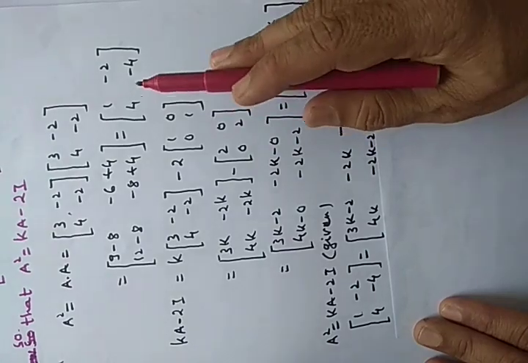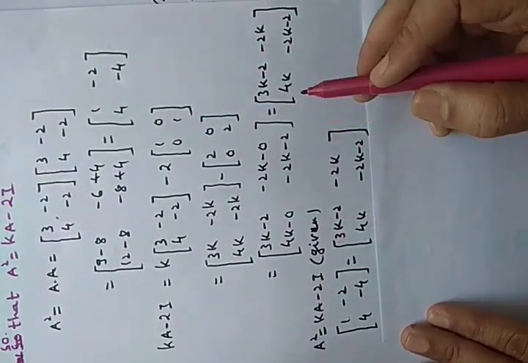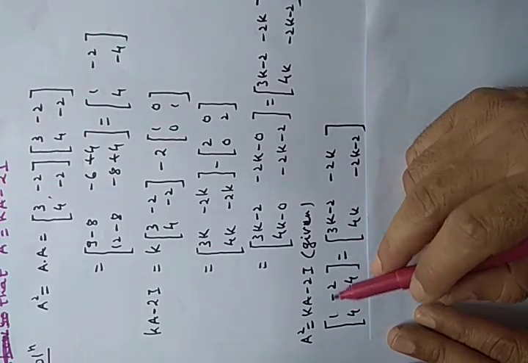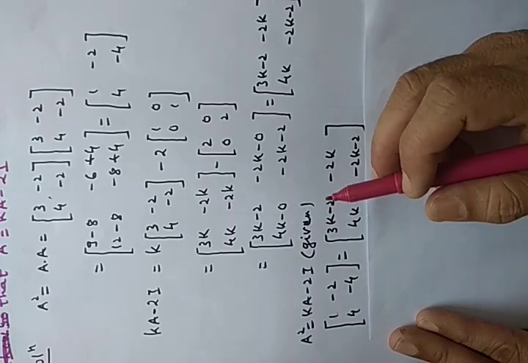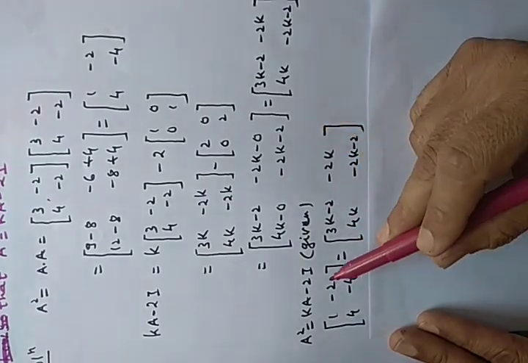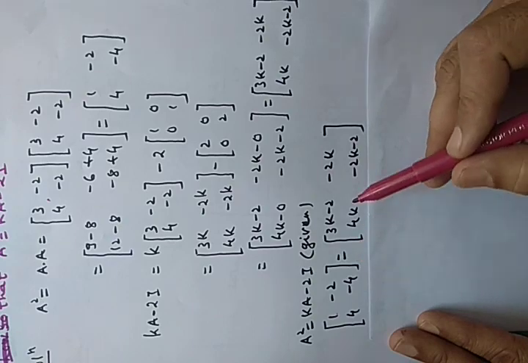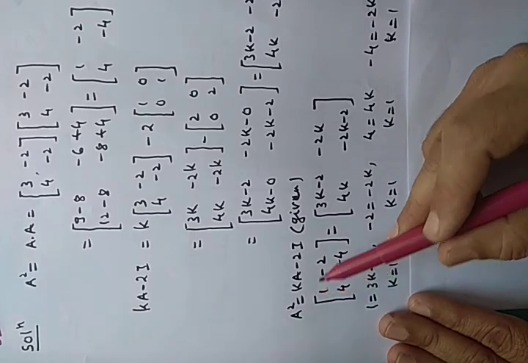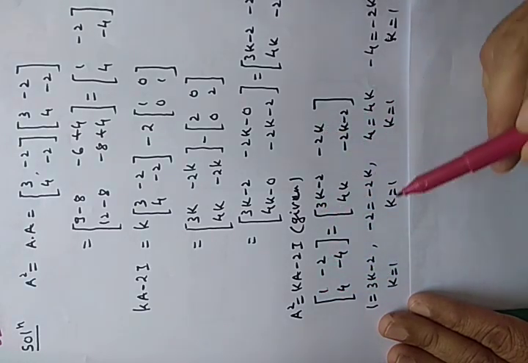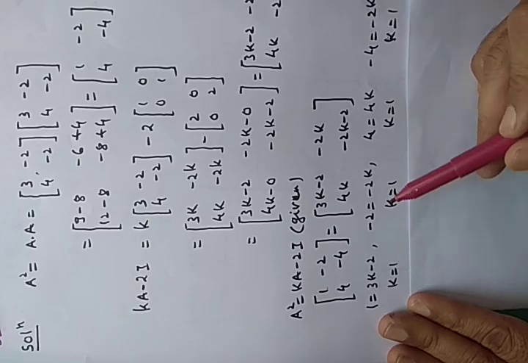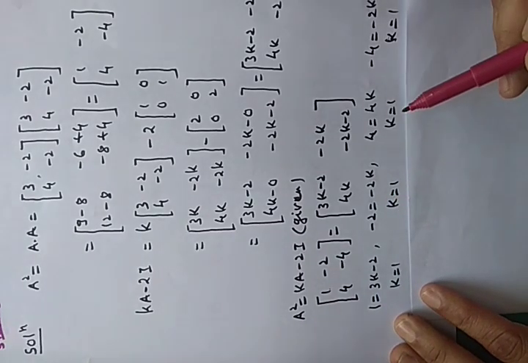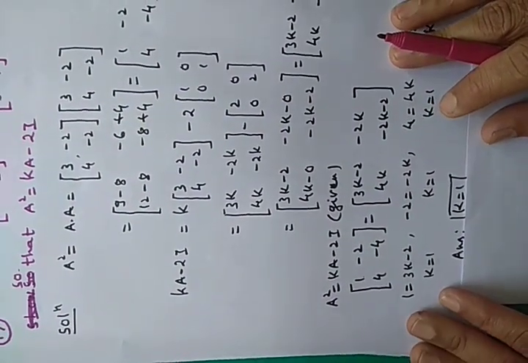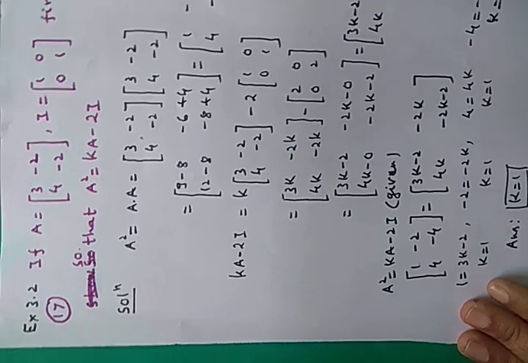Okay, this is A square, 1 minus 2, 4 minus 4, and Ka minus 2i. You have to equate these two matrices. So when we equate two matrices, then their corresponding elements are equal. So 1 equal to 3K minus 2, minus 2 equal to minus 2K, 4 equal to 4K, minus 4 equal to minus 2K minus 2. So you can see here 1 equals to this much, minus 2 equals to this much. So in this way, when you calculate K, in each case you will get K equals to 1. So answer is K equals to 1. Okay, so in this way you can solve this question number 17.